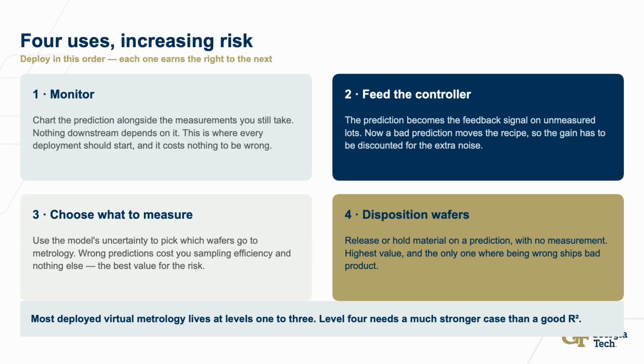People jump from monitoring straight to the control. Disposition: wafers release and hold material on a prediction with no measurement. The highest value and the only one of the 4 where being wrong means shipping bad products to a customer.